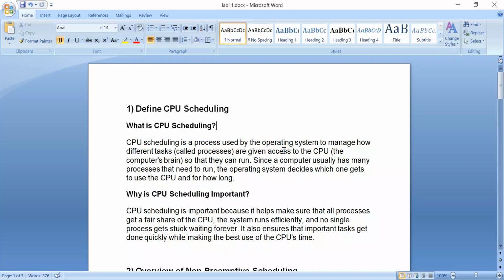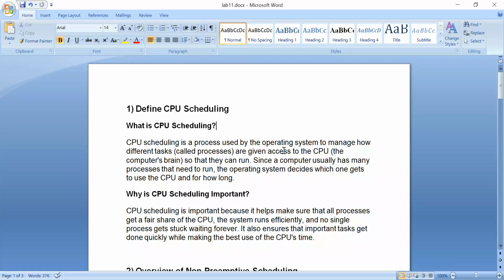Hello guys, welcome to our new video tutorial series, and in this video tutorial series we will discuss CPU scheduling. So you have heard the term CPU scheduling if you are a computer science student. And what is CPU scheduling?